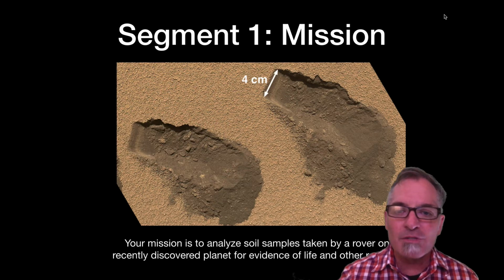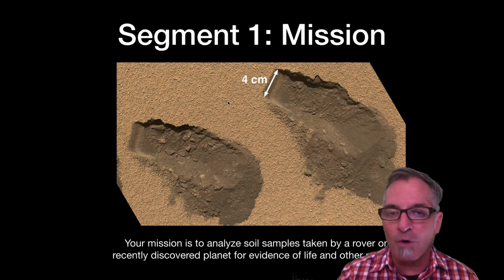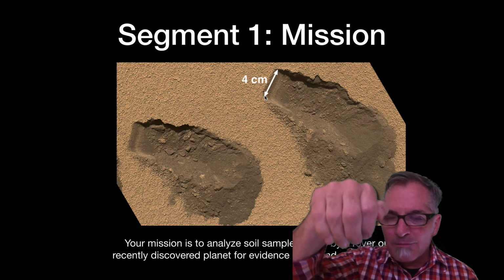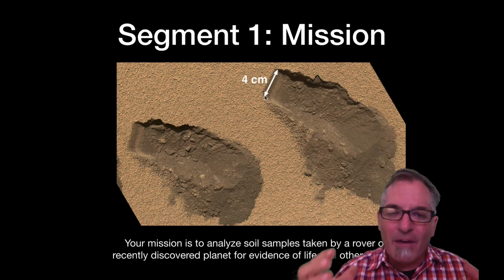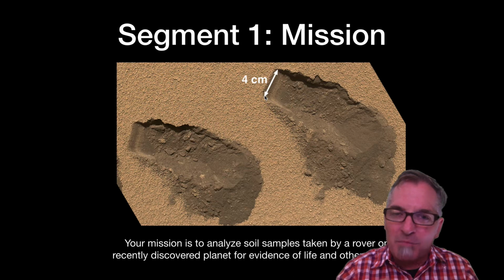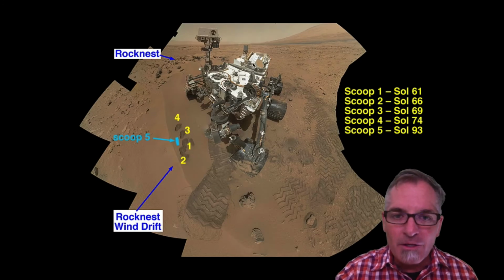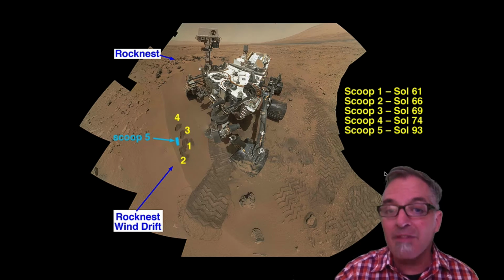Now, the picture that you see right here is a real photo from the Curiosity rover on Mars. You can see this is 4 centimeters, so about that big. 2 little scoops scooped up some soil samples, and then that rover had an onboard computer to analyze the data. Here's another picture of it. You can see the rover right here, and you can see how it's scooping up some soil samples. So we've really done this, and it's pretty cool.